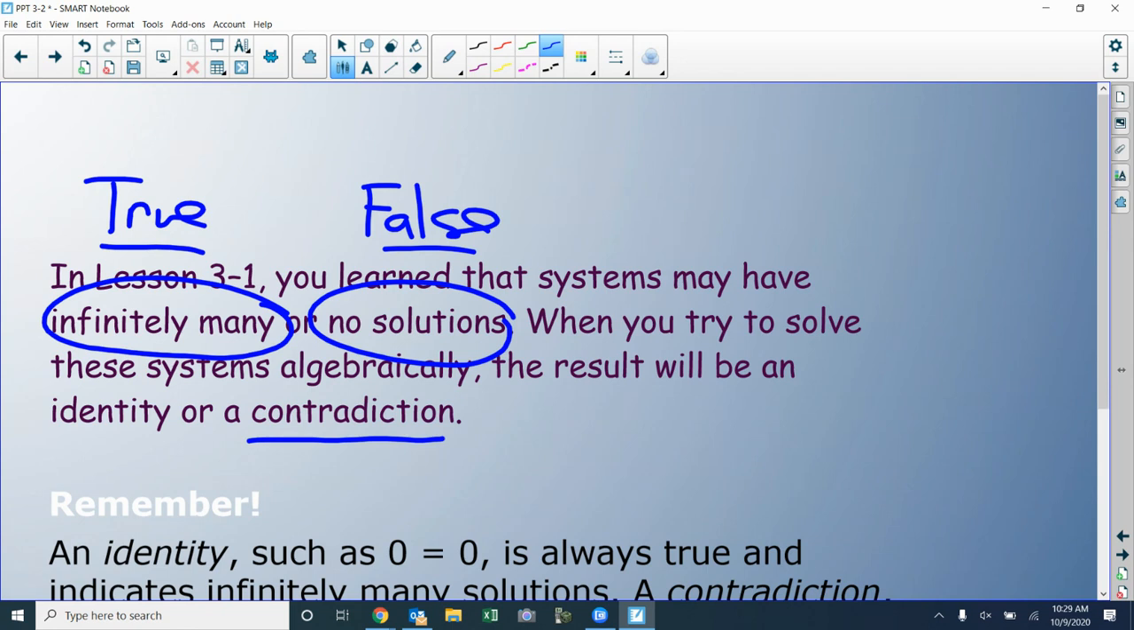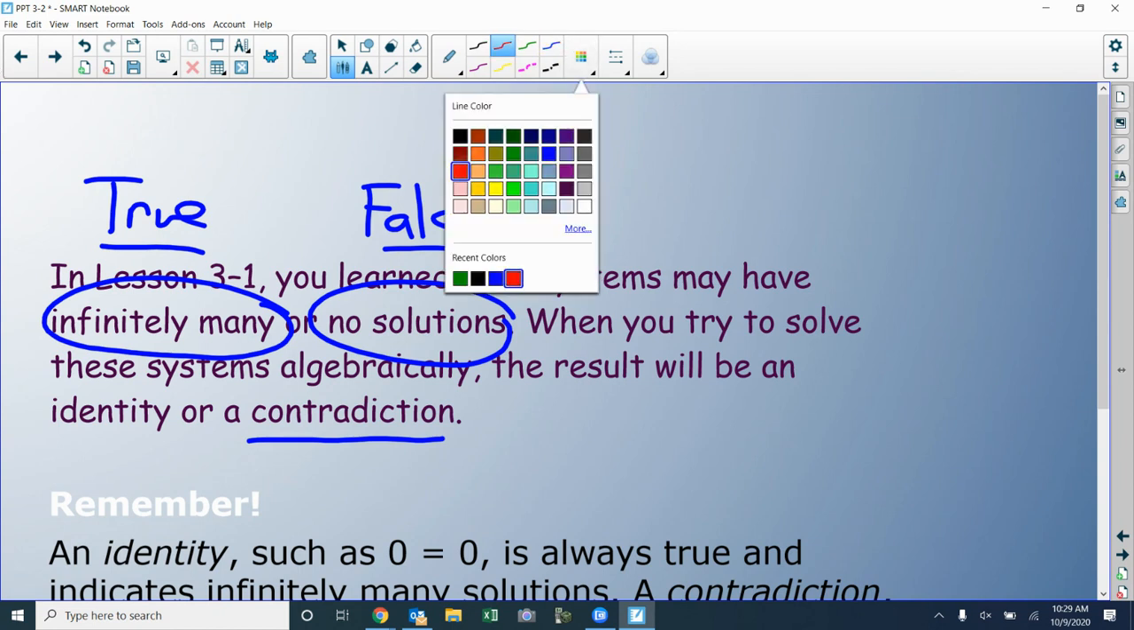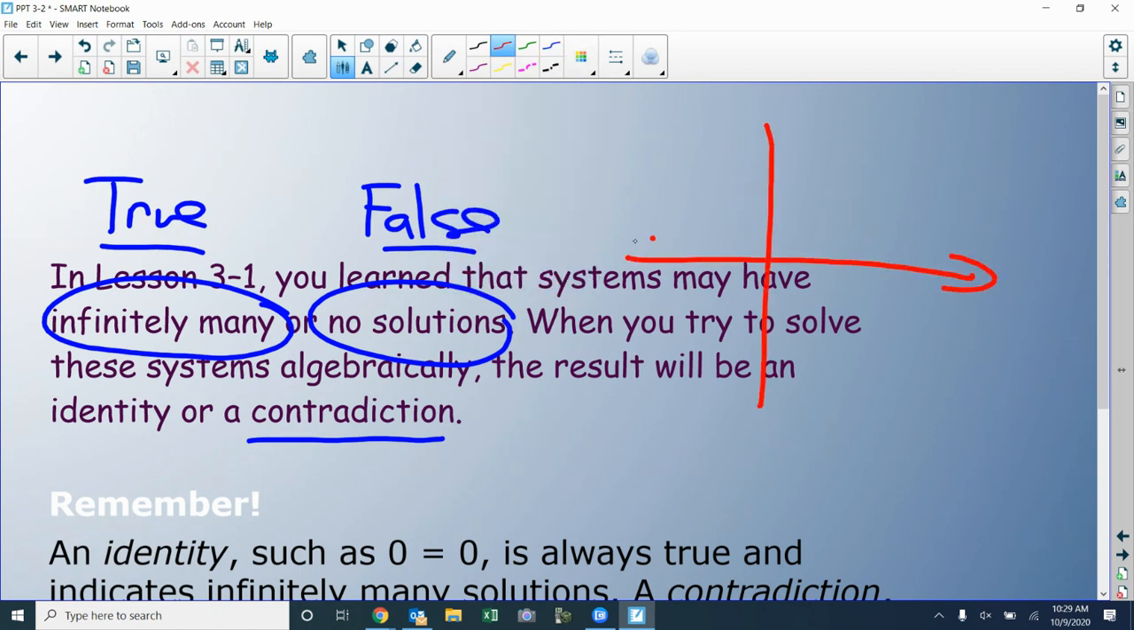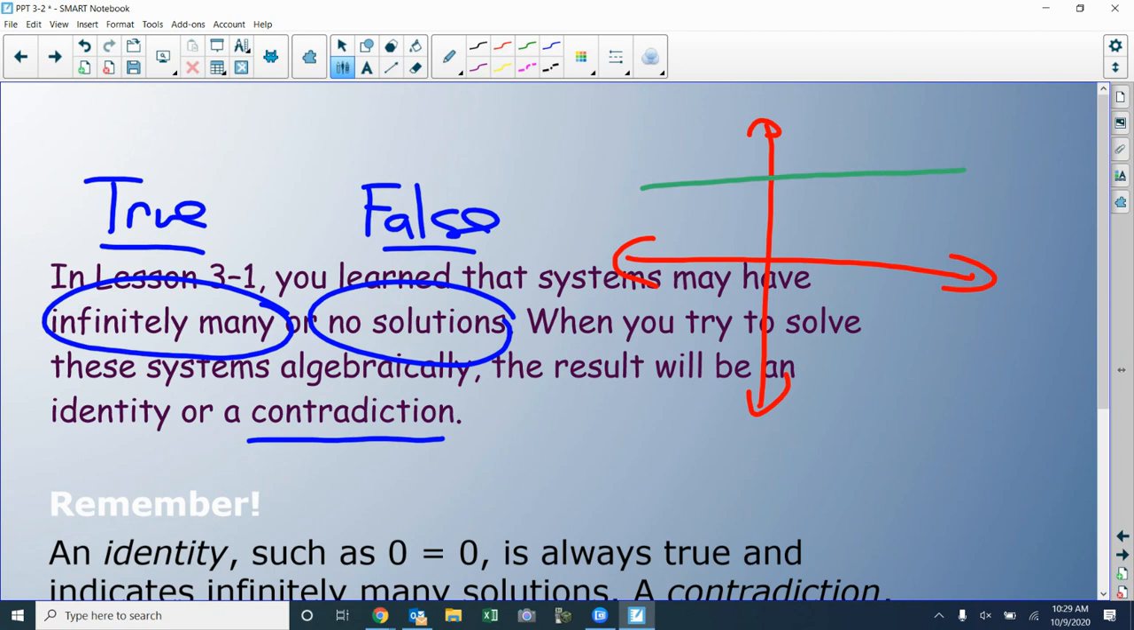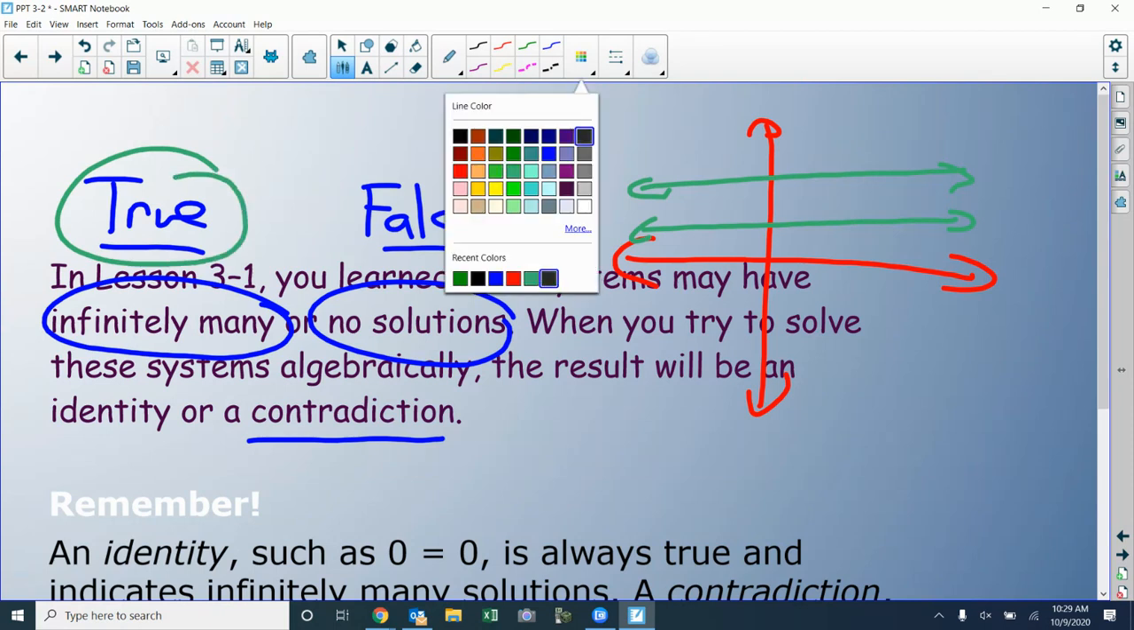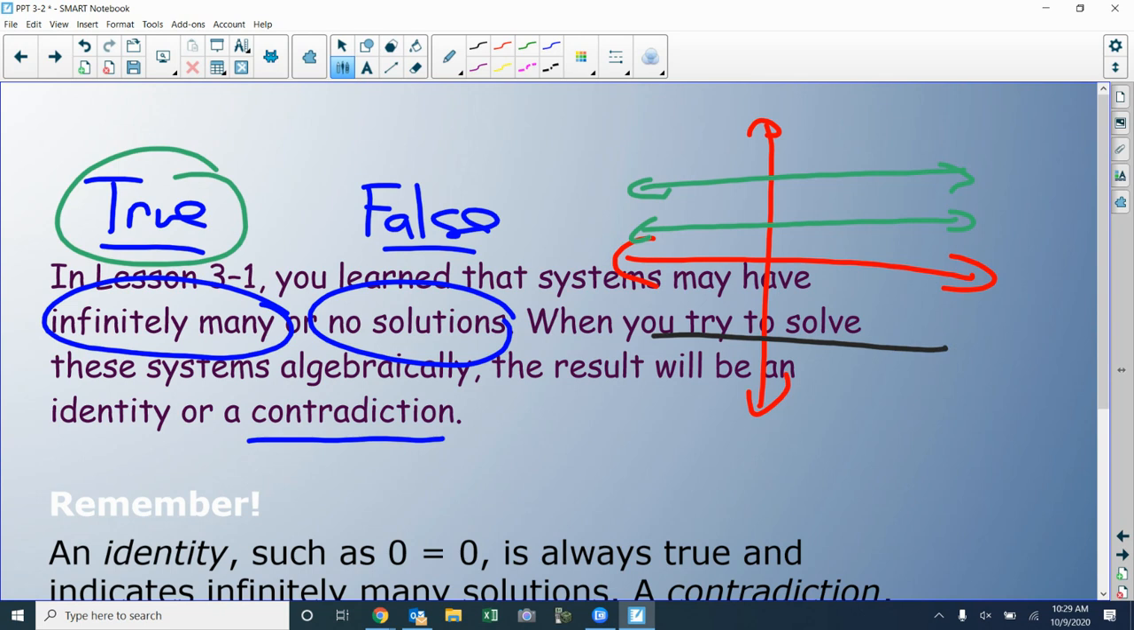Now, what do you think? What are we really doing here? If they have no solution, what's going on with these two lines? We have a line coming here, and then we're probably going to have another line going like that. What would that mean if there's no solution? They never cross, so they are parallel, okay? What do you think's happening if it's true? Perpendicular? No, they look like this. What are they? On top of each other. That's right, they're the same line. That's a possibility.